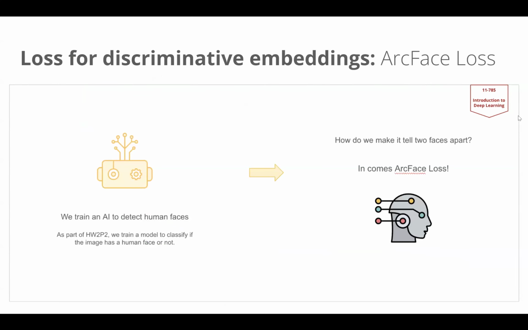Let's move on to another type of loss, a loss for discriminative embeddings. The one we'll look at is the ArcFace loss. Say we've trained an AI model to detect human faces, which is something you'll do in homework 2, part 2. How do we make it tell two faces apart without having to retrain the model completely? In comes the ArcFace loss.